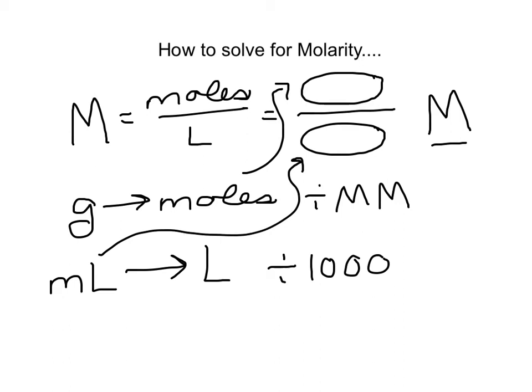Let's go ahead and try one. So if you look at your molarity and molality practice sheet, you'll notice in number 1, it says, what is the molarity of a solution where 25 moles of KNO3 is dissolved in 250 milliliters of solution? This is a what is the molarity. This is where we solve for molarity.